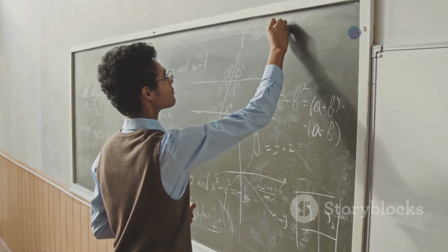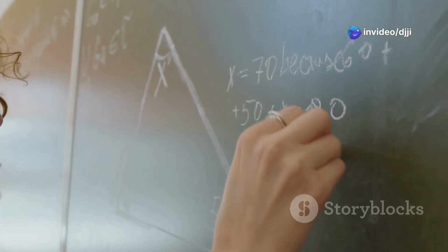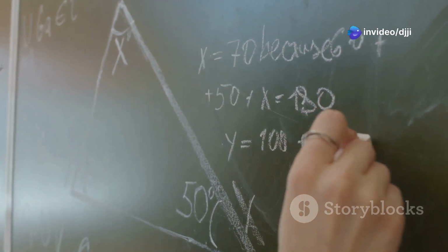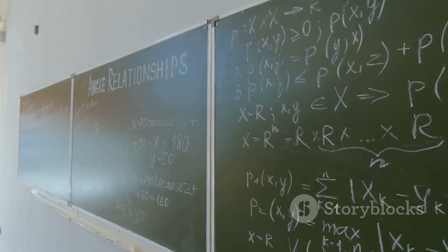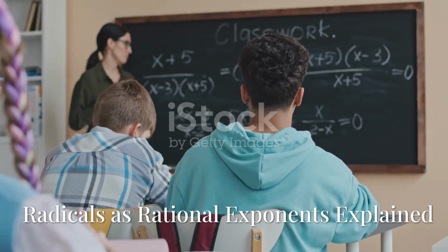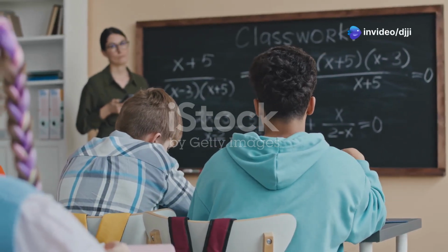Exponents and radicals are related because radicals can be expressed as rational exponents and vice versa. A radical, like a square root, indicates taking a root of a number, while exponents indicate repeated multiplication of a base. Here's a more detailed explanation.